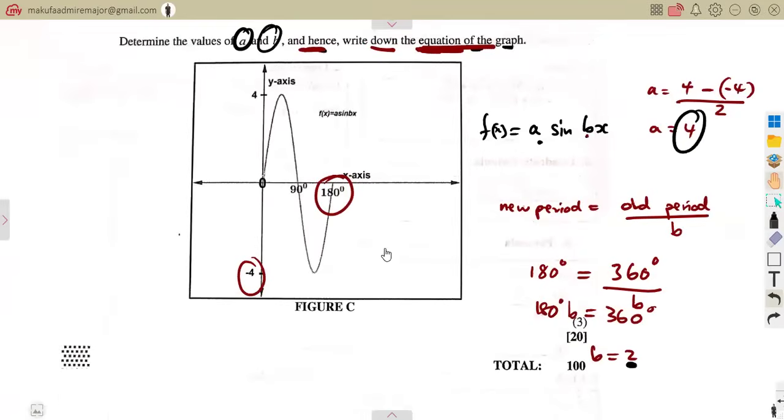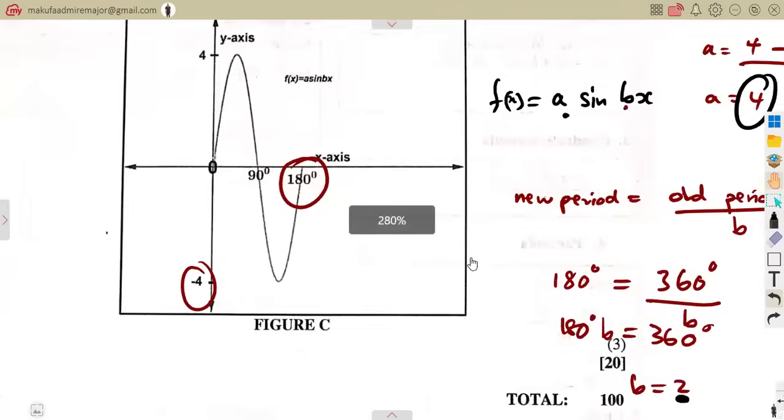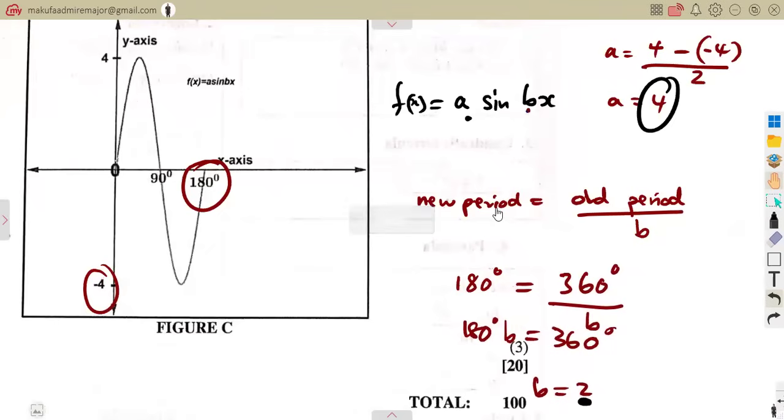You needed the b from, you can consider the new period concept or that part that I was explaining, like how many complete cycles are we going to have from the old one? Or you can consider the new period is old period over B. Then from there, we can calculate the value of B.